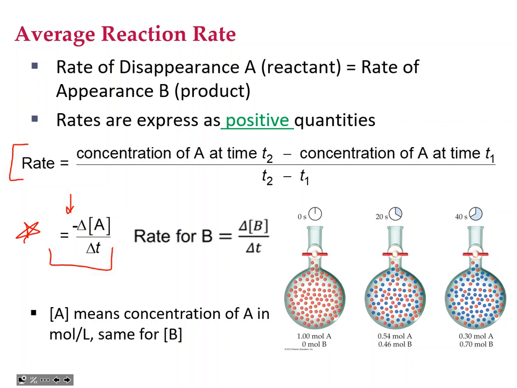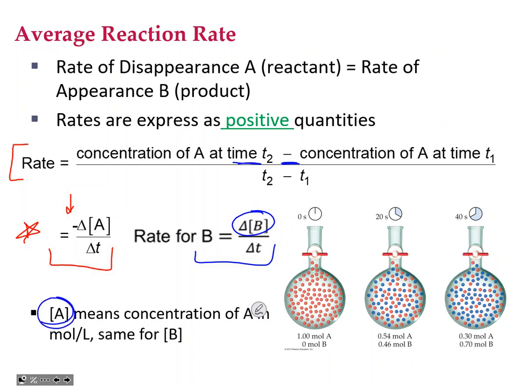Now, B, of course, is appearing, so you don't have that problem, because the numerator, the top part here, that change in concentration will always be a positive value, because the concentration at time 2 is always going to be higher than the amount it was at time 1. And you can go any time interval. You can calculate the average rate at any time interval.